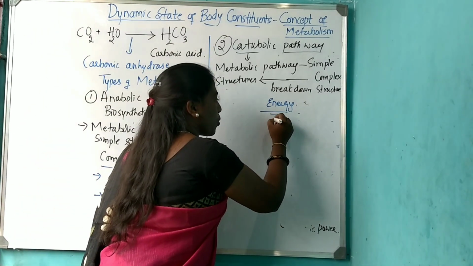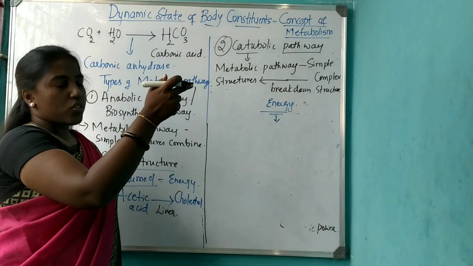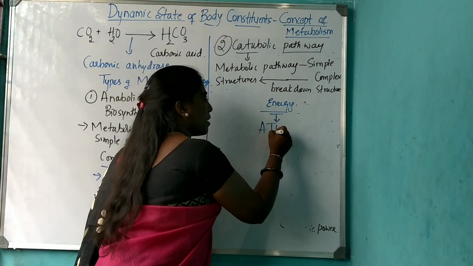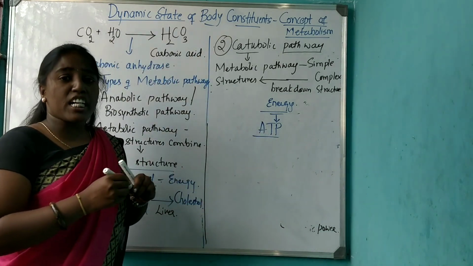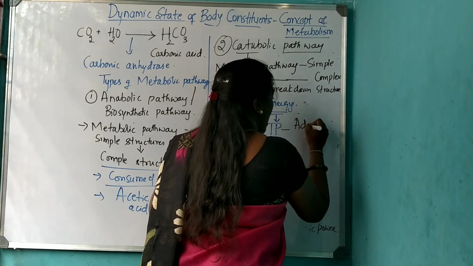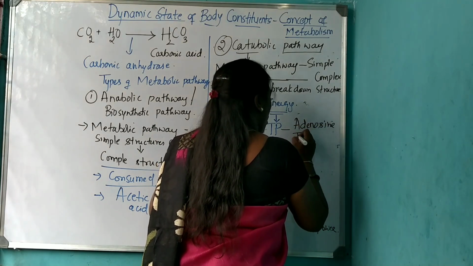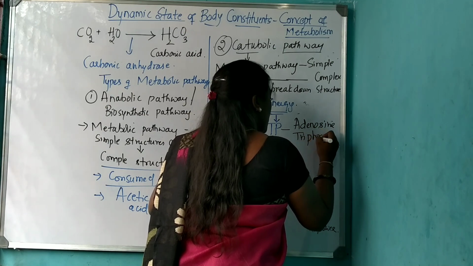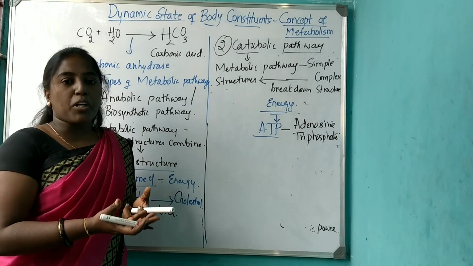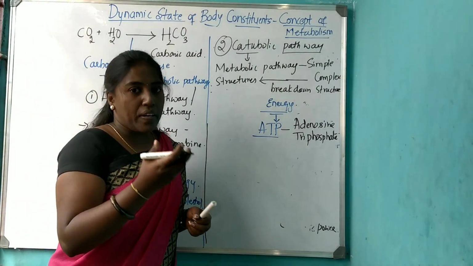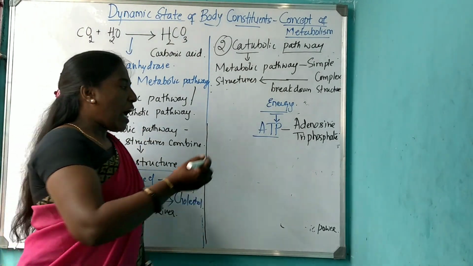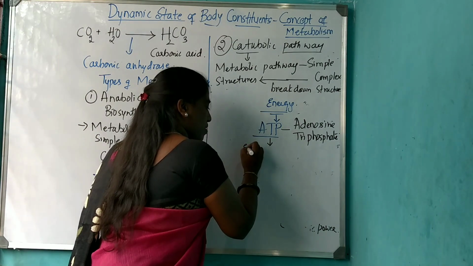The energy produced during the degradation is trapped by the living organisms in the form of ATP. ATP stands for adenosine triphosphate. When there is a need of energy, the chemical bonds of ATP break down and the energy is released.